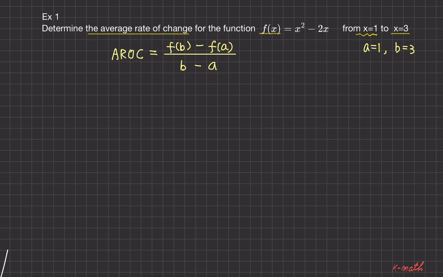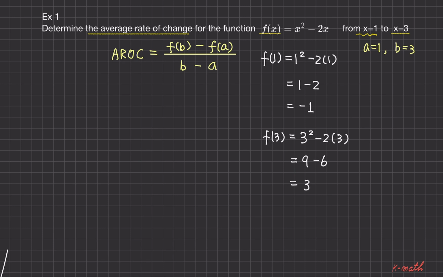Let's start with f of 1. Just plug in x equals 1 into the function, which is 1 squared minus 2 times 1, equals 1 minus 2, equals minus 1. Now, what about f of 3? Which is 3 squared minus 2 times 3, equals 9 minus 6. It gives me 3. Now, we have 2 points, (1, minus 1) and (3, 3).